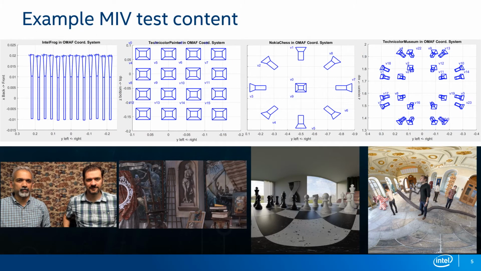The MIV working group inside of MPEG, and the MPEG-I video, has a variety of content that is used in its tests. This is just showing illustrations of a few of the different sequences that are used. Along the top are the different camera layouts being used. On the left, the Intel Frog sequence has a one-dimensional array, just a whole bunch of cameras in a line. The painter sequence that we just saw in the previous frame has a 2D array.